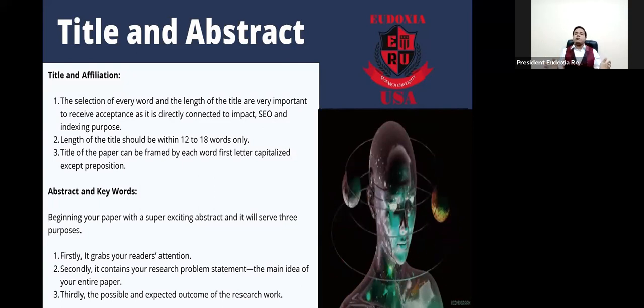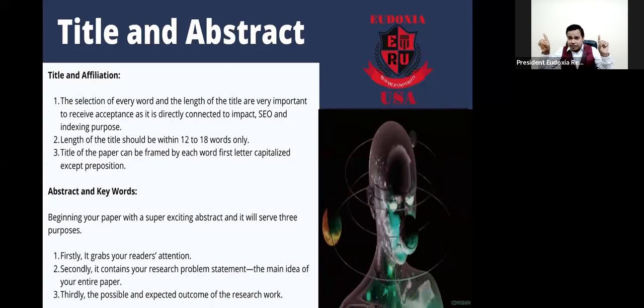Number 3, the title of the paper can be framed with each word's first letter capitalized. That is one style, except the prepositions. If words like 'and' and 'of' appear, you need not capitalize them. Otherwise, you write the first letter of each word as a capital, then the rest small, like 'Abstract'. It is one of the styles that most authors are adopting for writing their title for better appearance.